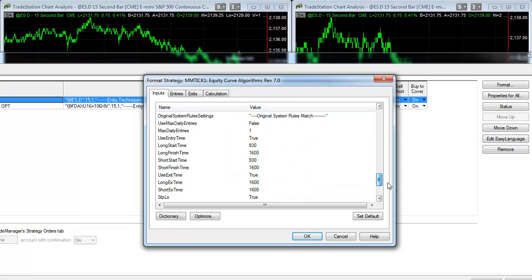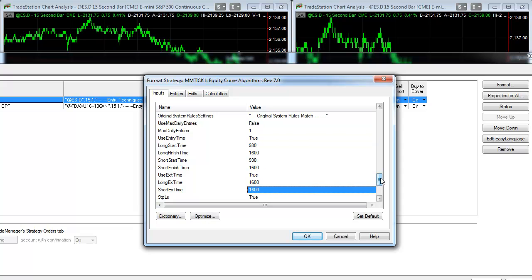And we don't use the maximum daily entries. If you use maximum daily entries, you set that to true. You could say max daily entries is 1 or 2 or 3 or however many max daily entries you would allow. We just go with the original system. Whatever it trades, we trade. Entry time, you could use that here. You don't actually have to use it because it won't take trades unless the original system trades, but you could limit it.